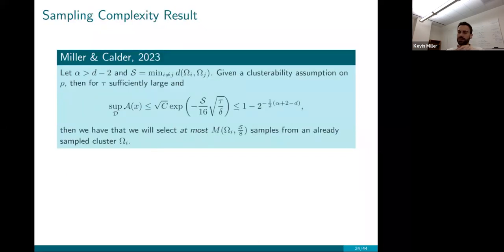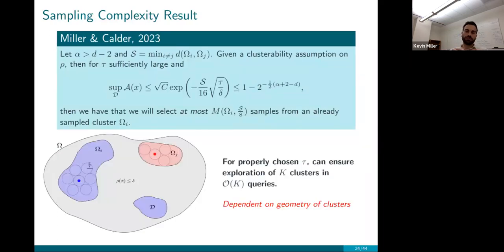We can combine this into giving a sampling complexity result, quantifying how many points I'd need to choose in order to ensure that I've explored all my clusters. And this straightforwardly relates to the geometry of your clusters. The idea is that for properly chosen tau, we can ensure exploration of capital K clusters in big O of K queries, where the constant in the big O of K relates to the number of r/2 balls that you'd be able to fit into the already labeled clusters.